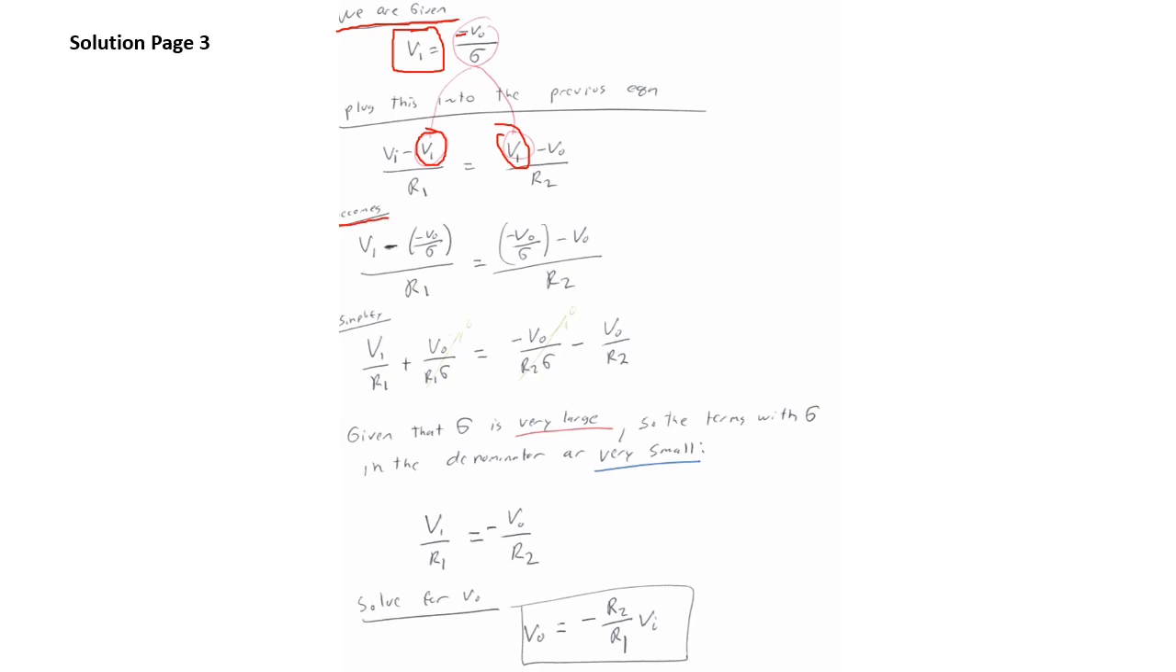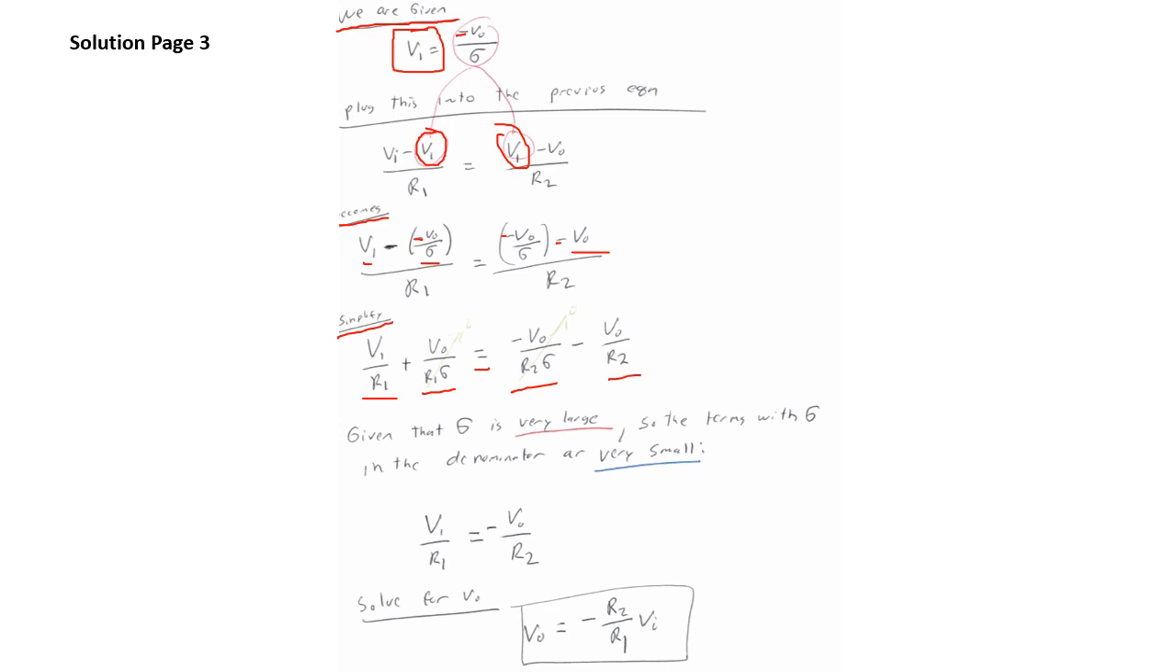Plugging in negative V out over G for V1, we end up with VI minus negative V naught over G, all over R1, is equal to negative V naught over G minus V naught, all over R2. Now we can rearrange and simplify this a little bit. What we end up with is VI over R1 plus V out over R1 G is equal to negative V out over R2 G minus V out over R2.